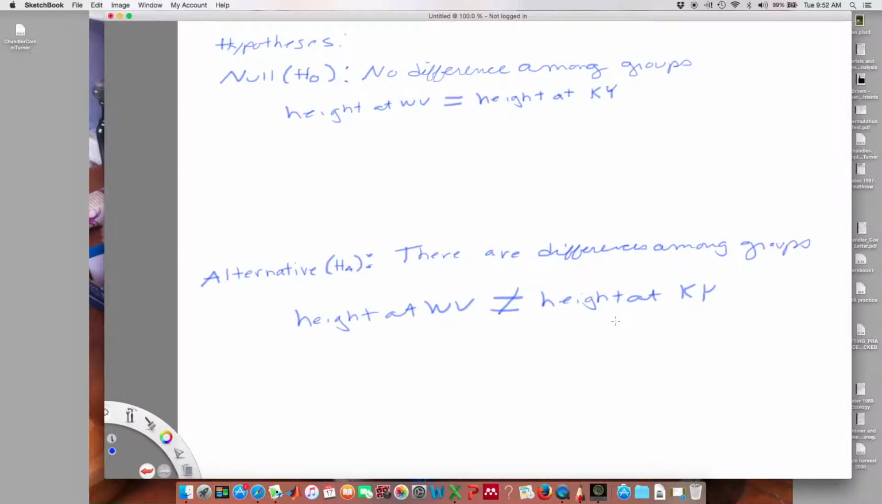So as I said, when we're forming questions to test, we typically think of the alternative hypothesis. When we observe something in nature, we typically say, oh, I think there's a difference between these two groups or among these groups. But the null hypothesis, saying there is no difference among groups, is what we're testing in statistics. So that's about it on the types of hypotheses.